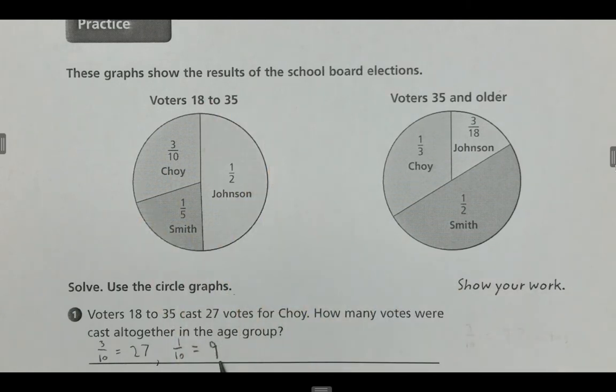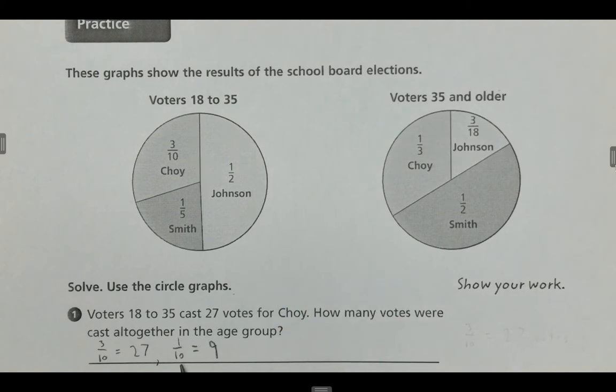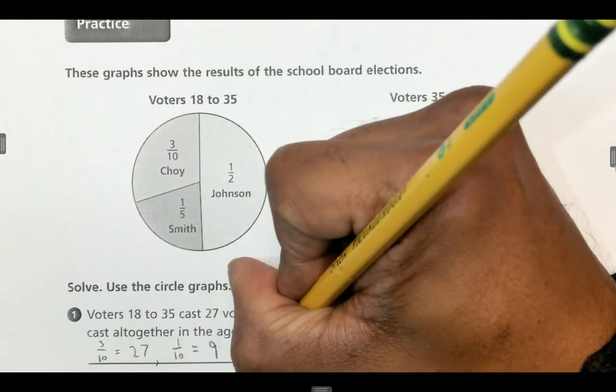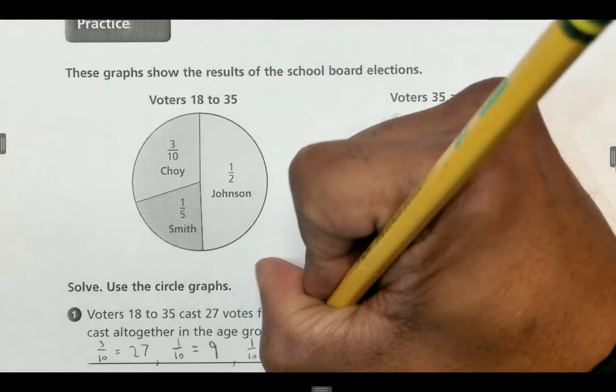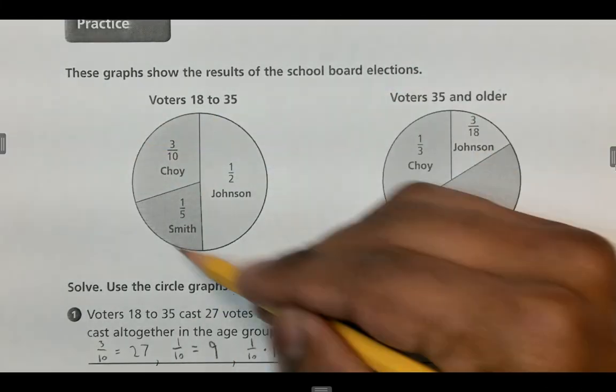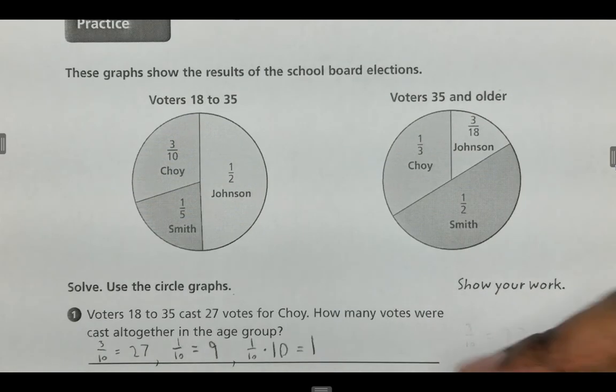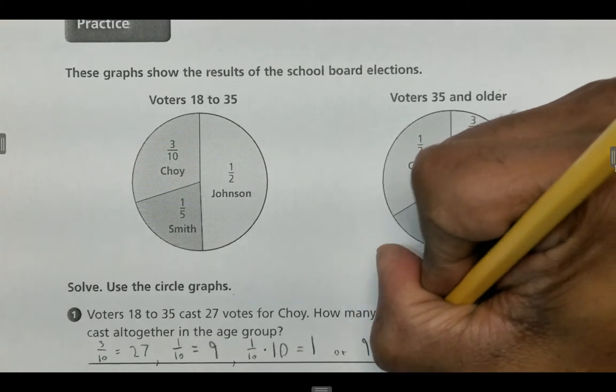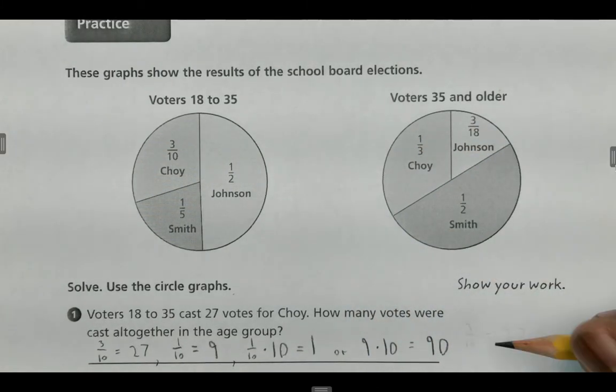Right, now you might be asking, well, who cares? We're not trying to figure out 1/10, we're trying to figure out the whole, how many votes altogether for this age group. Well, look, if 1/10 of the whole is 9 votes, what's the whole have to be? Multiply the left and the right side by 10. 1/10 times 10 represents the whole age group, the results of the whole age group, or 9 votes times 10 equals 90. 90 votes.